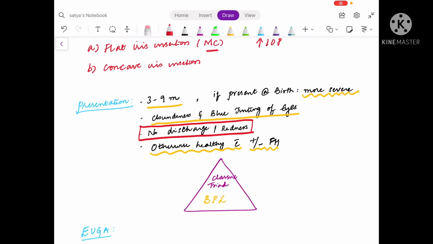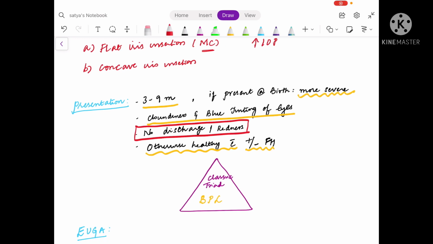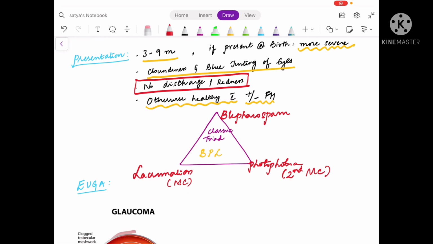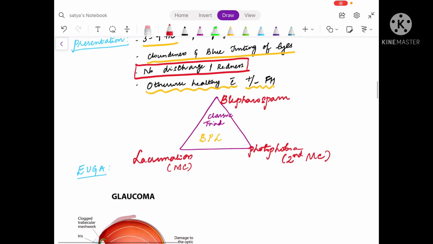So the most important thing you have to remember is BPL, which is the classical triad of congenital glaucomas. It stands for blepharospasm, photophobia and lacrimation. Lacrimation is the most common symptom, and photophobia is second most common. Photophobia occurs mainly due to corneal edema. We will see how that occurs.